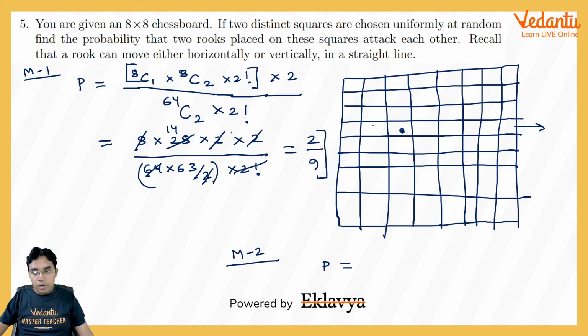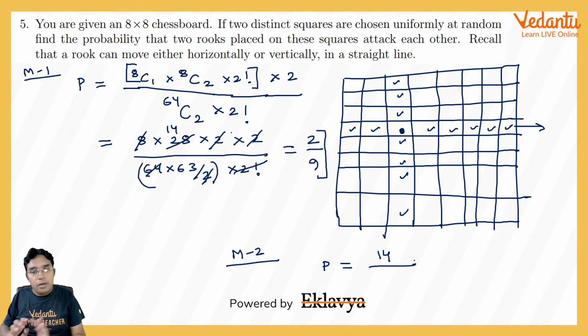column. Now, if my rook is here, then you can check in this row: 1, 2, 3, 4, 5, 6, 7 possibilities are there for the second rook, and for this placing of the first rook, I am having 1, 2, 3, 4, 5, 6, 7 places in that vertical column also. So after placing the first rook, for the second rook I am having 14 places where I can place my second rook, and that will satisfy the given condition in the question.